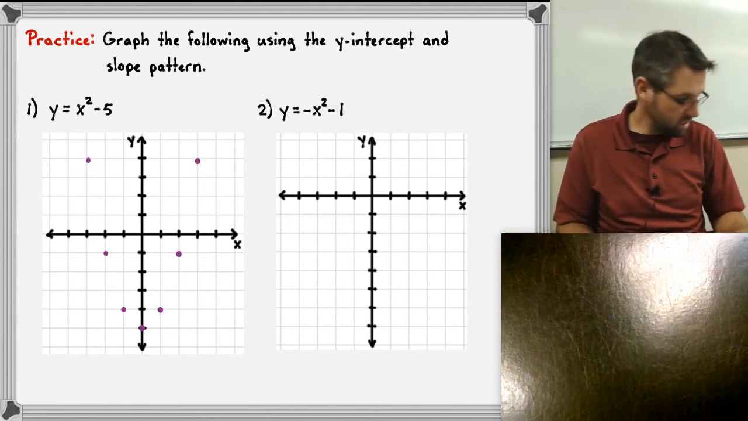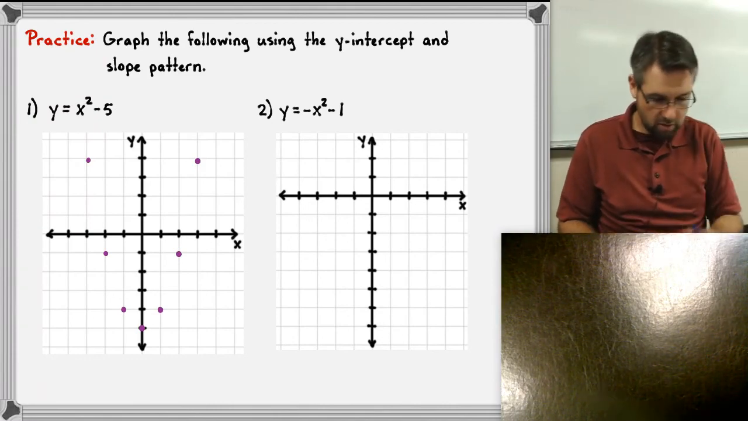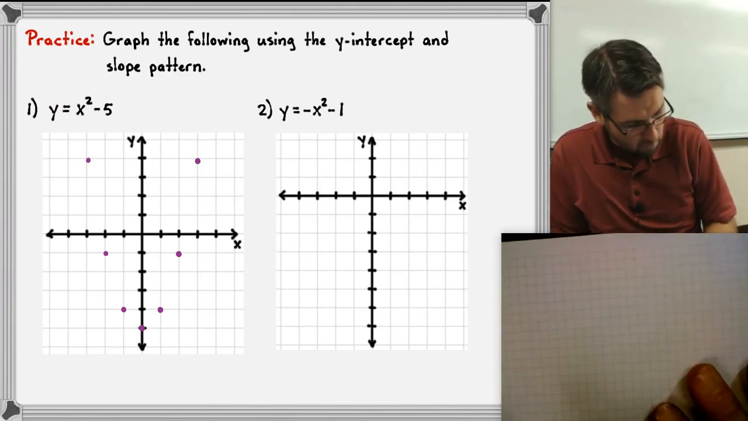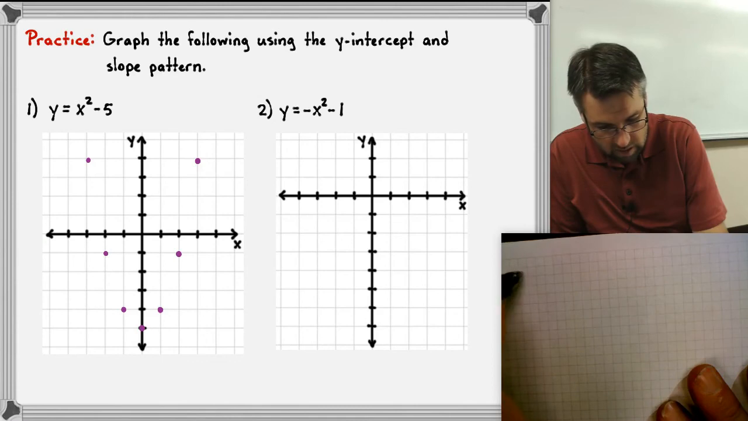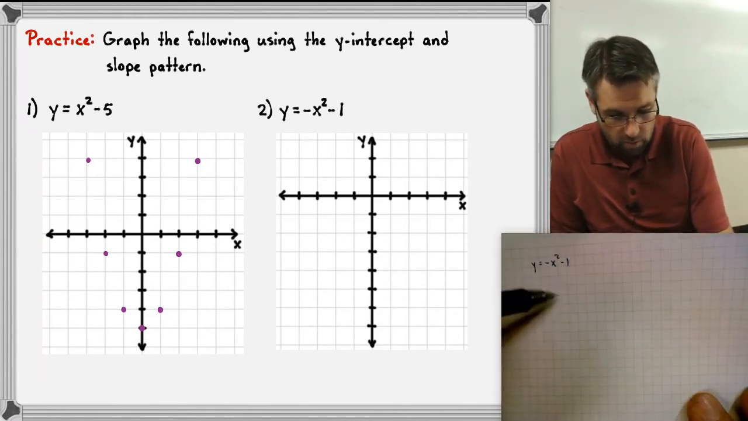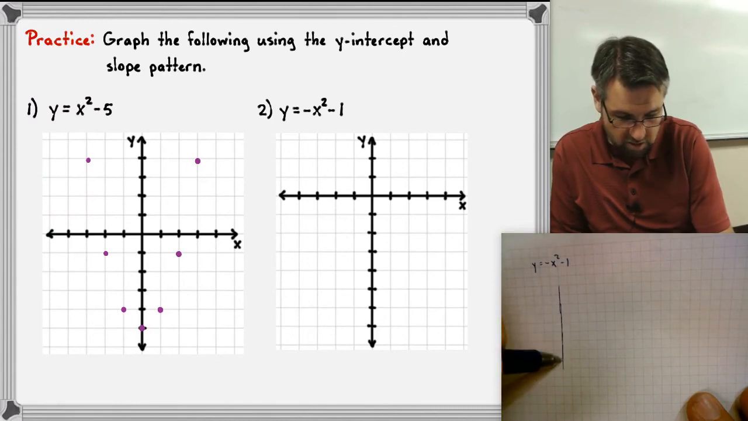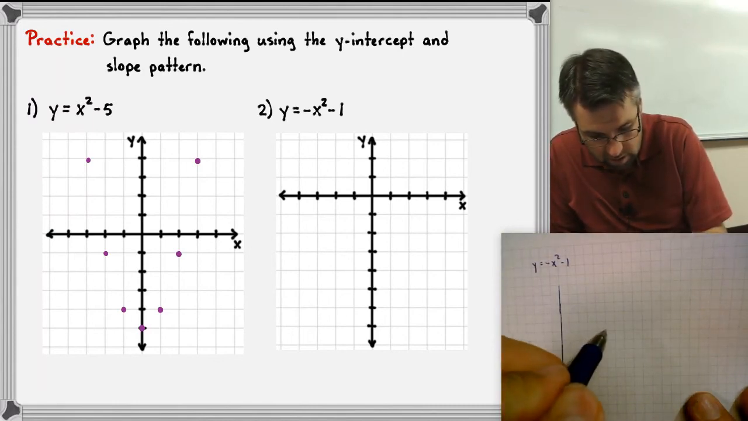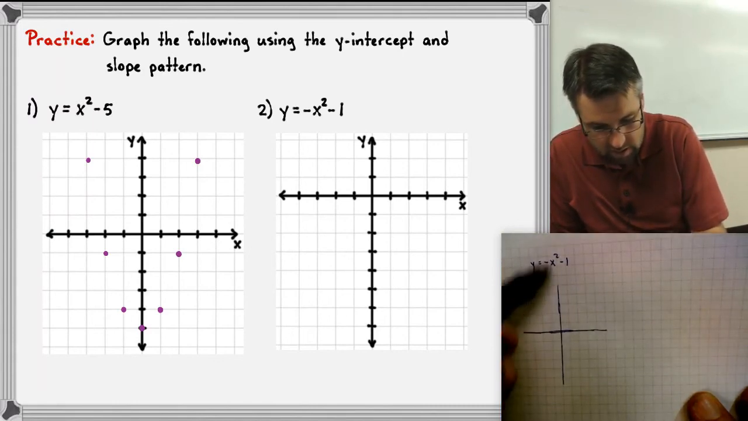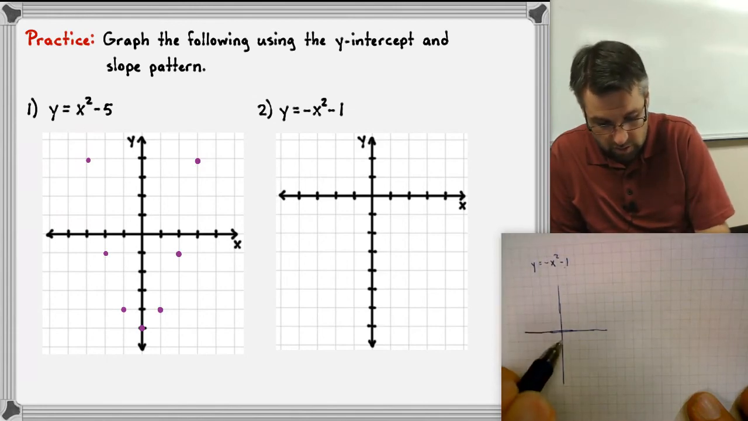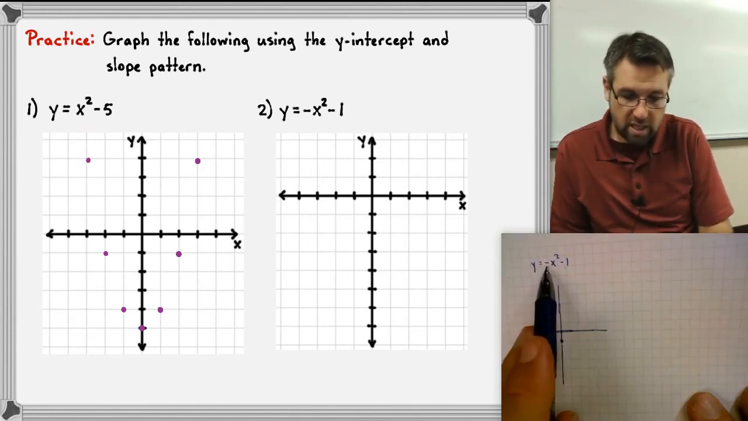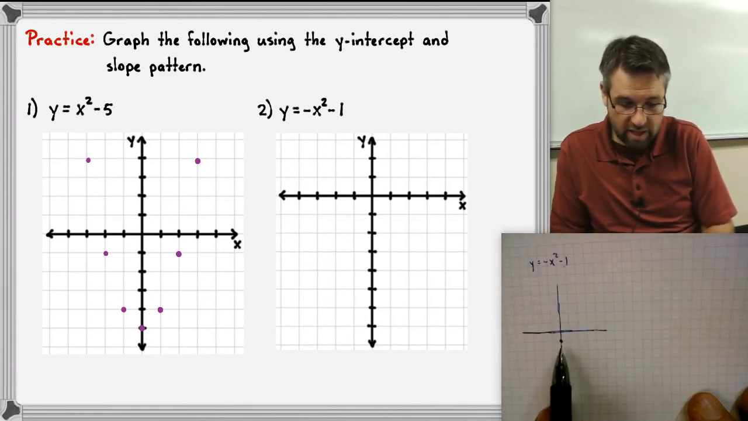All right, let's take a look at the last graph, where we have y equals negative x squared minus 1. When I graph this, where do I start? I start down 1, negative 1, so I'm going to go down 1. Notice the a value is negative, so we know it's going to open down with that as the vertex.